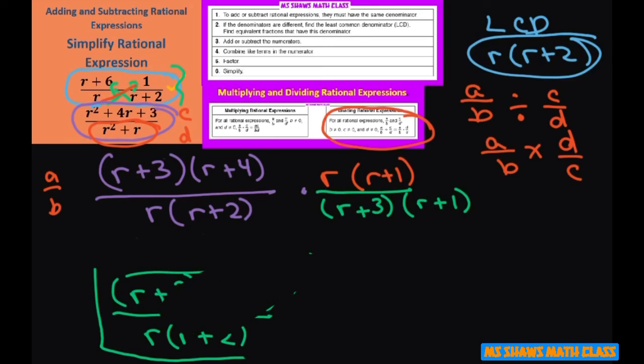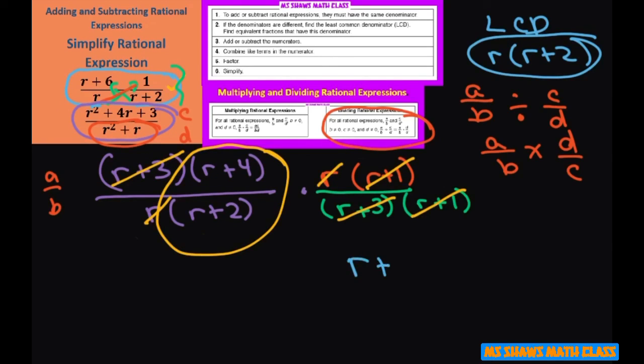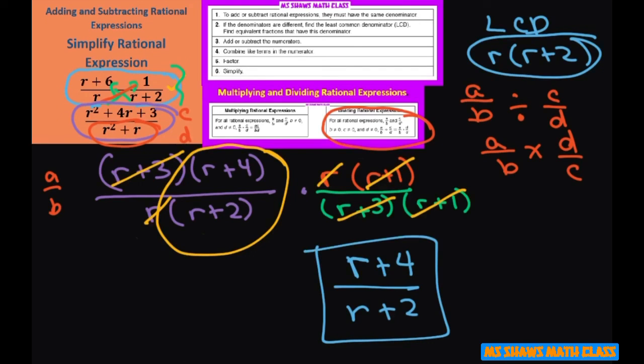And now we're just going to see what we can cancel out and get as our final answer. So when you do that, these cancel because r plus 3 divided by r plus 3 is 1. And these cancel out and the r's cancel. So all we're left with is this. Our final answer is r plus 4 divided by r plus 2. That's it.